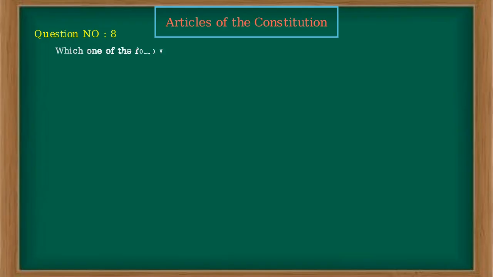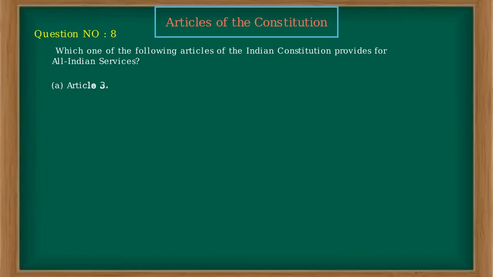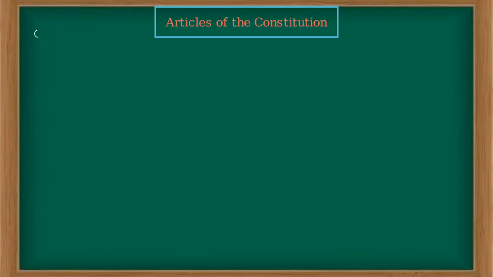Which one of the following articles of the Indian Constitution provides for all Indian services? A. Article 310. B. Article 311. C. Article 312. D. Article 313. Ans. C.